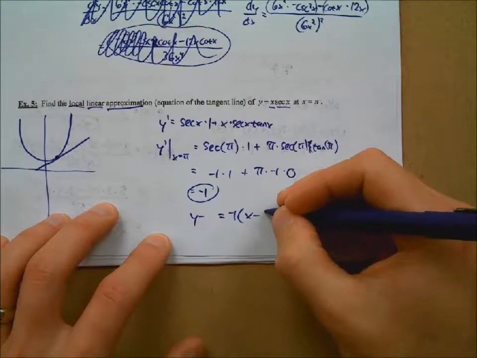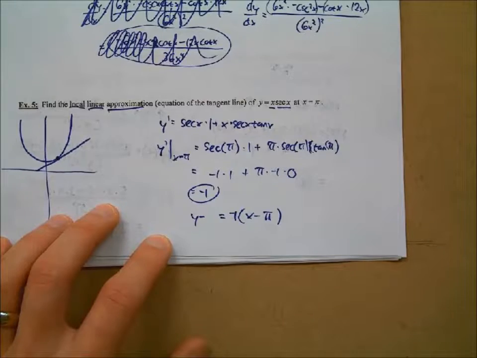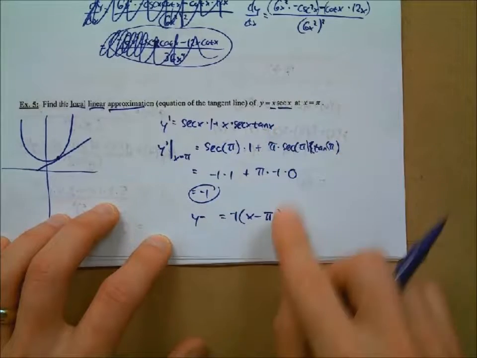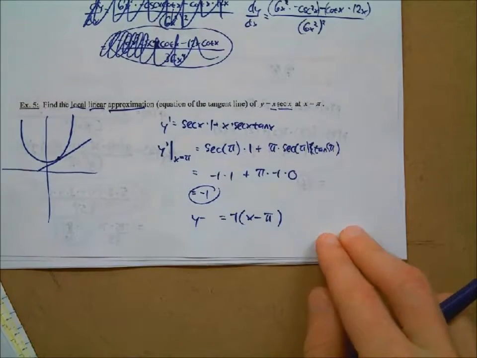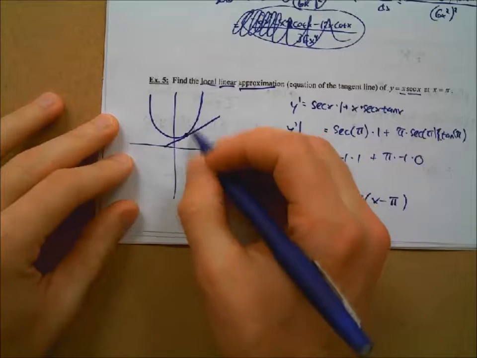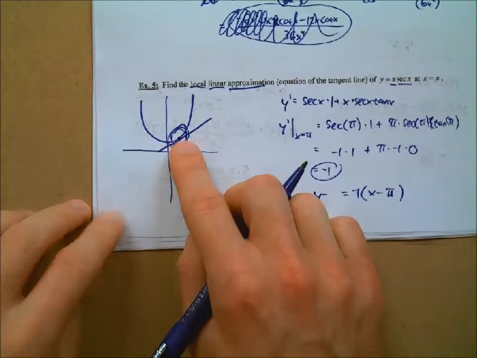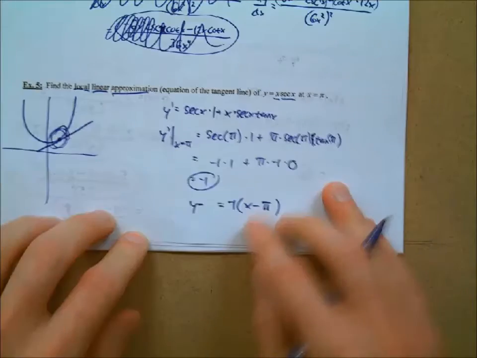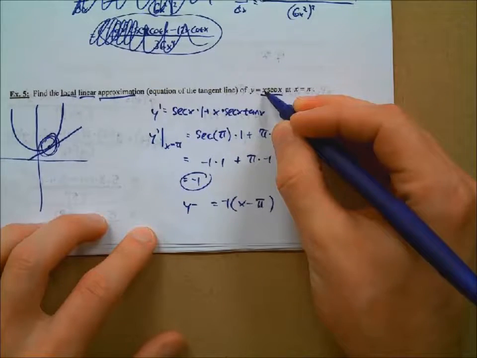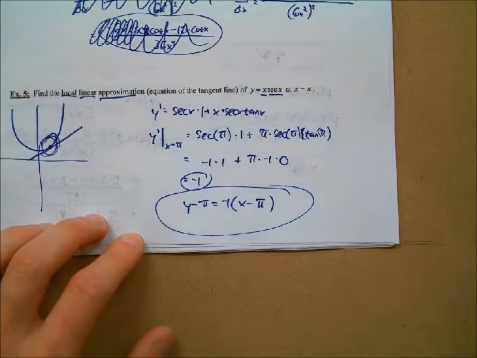Our x coordinate's pi. What's the y coordinate here for our point slope form? You've got to plug it back into the original function. Yes. The point is not only a point on our tangent line, but it's also a point on the function, right? It's where the tangent line intersects the function. The point of tangency is shared by the function and the tangent line. So we can use the function, plug pi in. Secant of pi was negative 1, times x, which is pi, so it'll be negative pi. There's the equation of your tangent line.